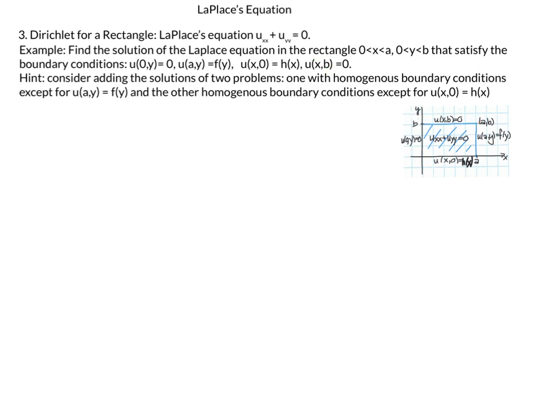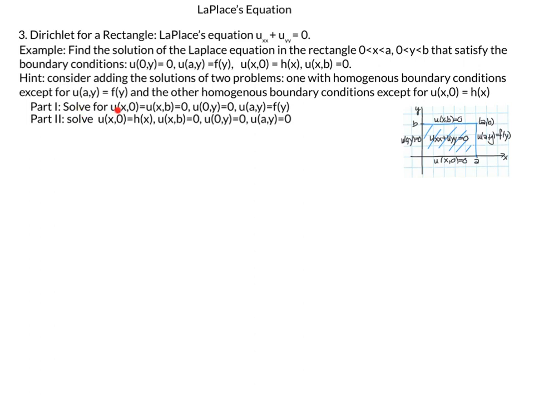And we have the hint to consider adding the solutions of two problems. One with the homogeneous boundary conditions except for u(a, y) = f(y). And the other problem being the homogeneous boundary conditions except for u(x, 0) = h(x).